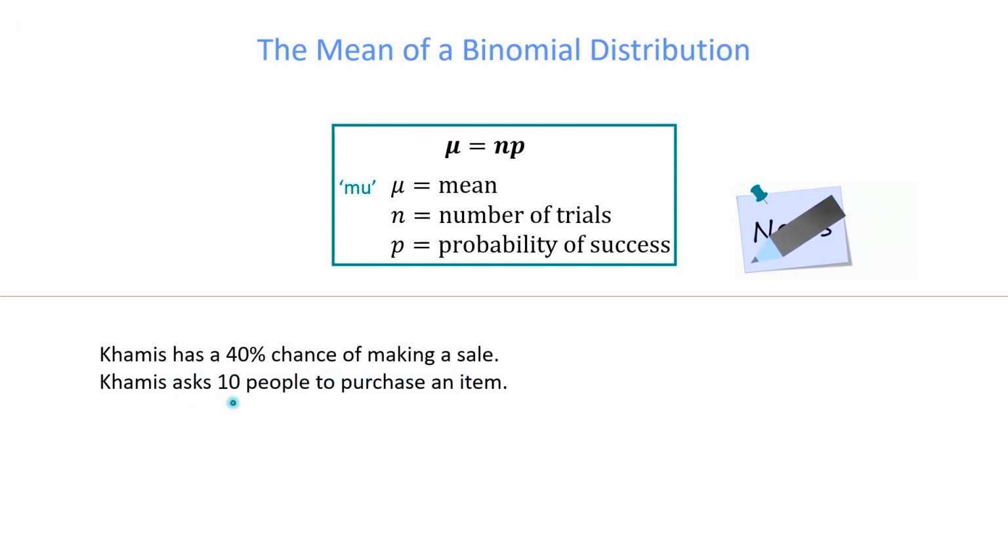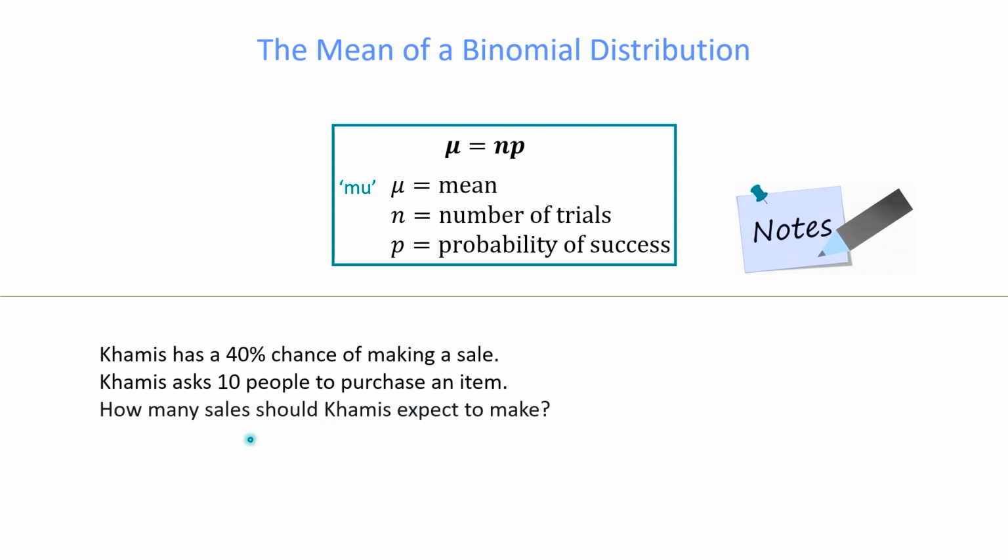Now recall from example 3, Hamis has a 40% chance of making a sale. Hamis asks 10 people to purchase an item. How many sales should Hamis expect to make? Now, the expected value is the same as asking what is the mean value. So we can calculate this by using the following. So we have n equals 10, we can see here. The probability of success is 0.4, which you can see here. We multiply the two together and we get 4. So we can now say that Hamis should expect to make 4 sales.